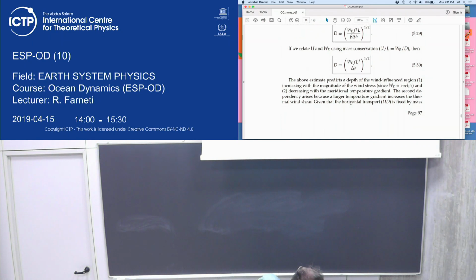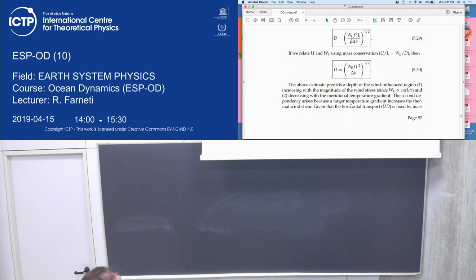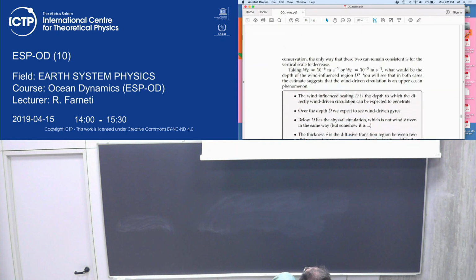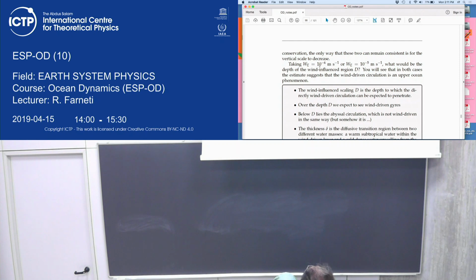And now D is a function of the magnitude of the wind stress, because it's proportional to the Ekman pumping, which makes sense, and is inversely proportional to the strength of the horizontal gradient in buoyancy or in temperature, so the differential heating. If you put reasonable numbers for the Ekman pumping, 10 to the minus 6 or 10 to the minus 5, and substitute into that scaling D, you get an estimate for the depth of the thermocline which looks much more like reality, something like 1,000 to 1,500 meters or so.